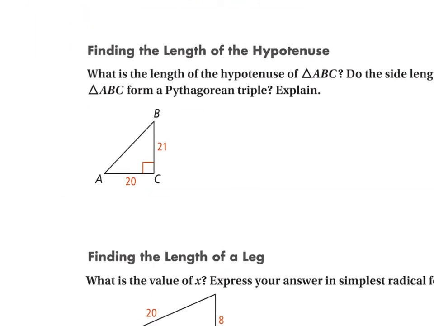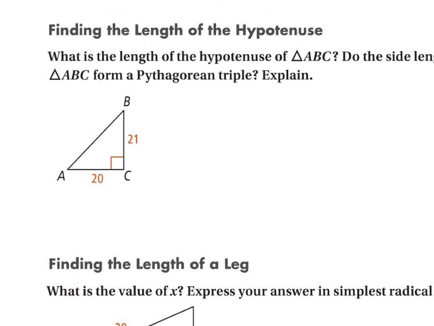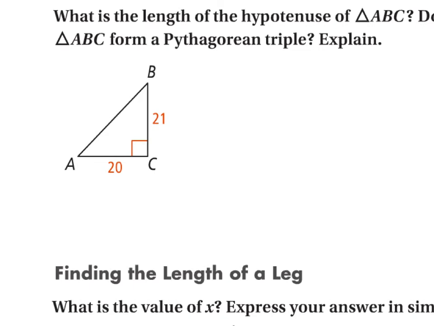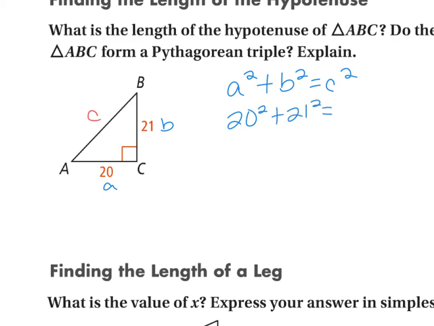So what is the length of the hypotenuse of triangle ABC? Do the side lengths form a Pythagorean triple? Explain. So first, what is our missing side on this one? Well, it would be our hypotenuse, so that one always has to be C. So then I'm going to call this one A and this one B. It doesn't matter. Remember, you have your formula a squared plus b squared equals c squared. So I'm just going to plug it in. You have 20 squared plus 21 squared, and we don't know what our hypotenuse is, so I'm going to leave it as c squared.